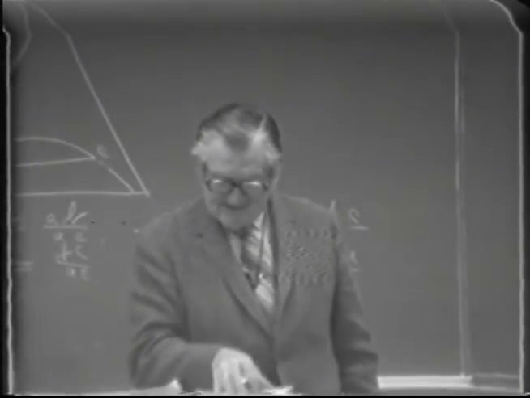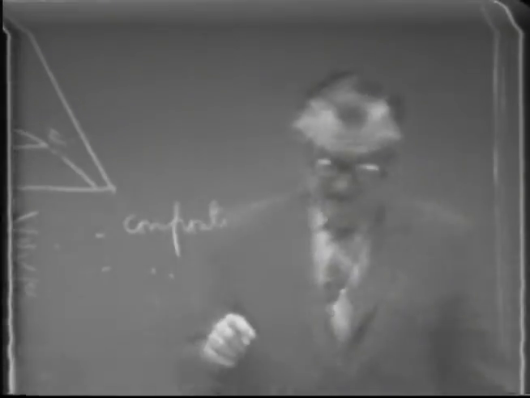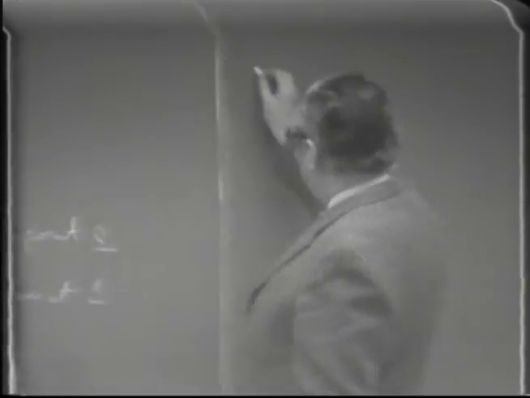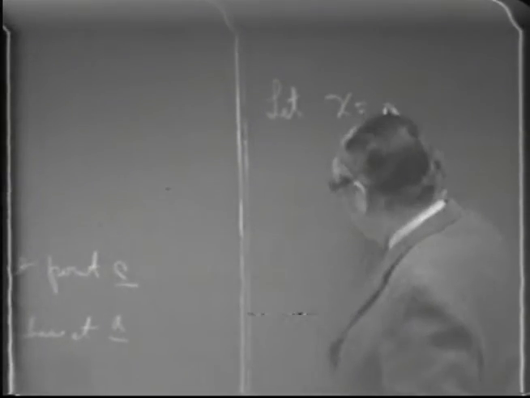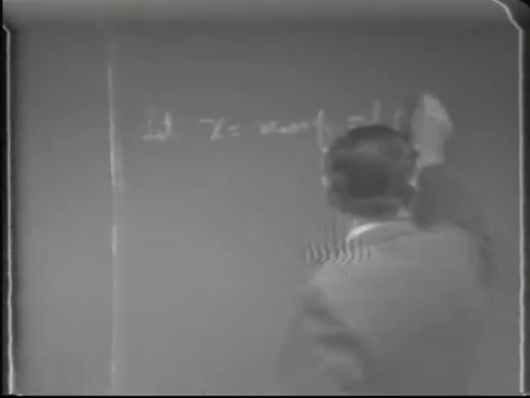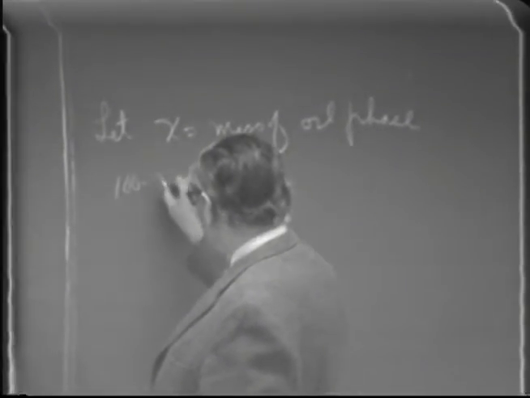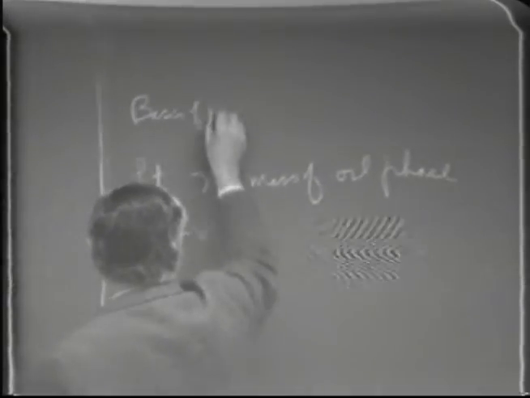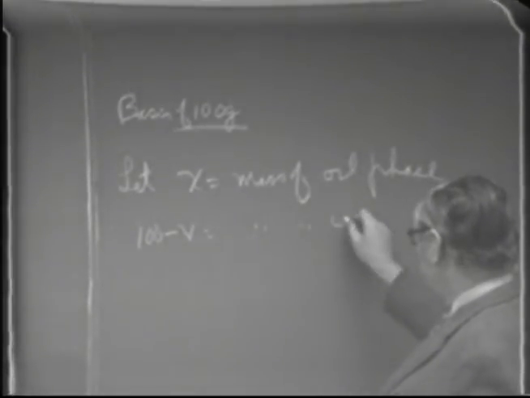I thought I had my answer. I guess I forgot to bring in the actual solution to that. But you can set up an algebraic equation by saying let x equal, let's say, the mass of the organic phase or the oil phase. And of course, 100 minus x would be, on a basis of 100 grams or 100 mass units, the mass of the water phase.